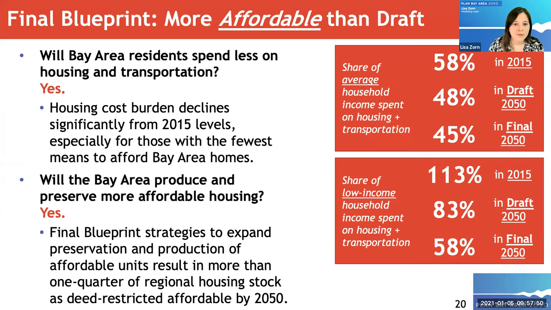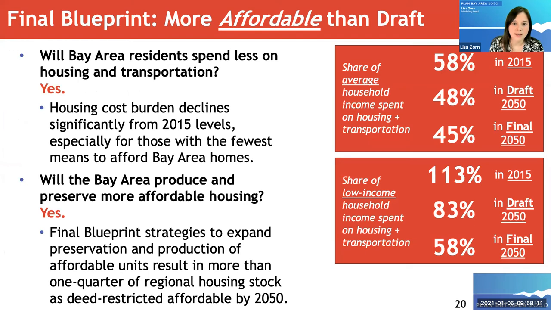Now that we've covered some of the key metrics, let's explore how the final blueprint outperforms the draft on all 5 guiding principles, and more importantly, how it moves us towards the adopted vision. For each principle, we defined 2 evaluation questions earlier in the Plan Bay Area 2050 process to understand if the plan was moving in the right direction.